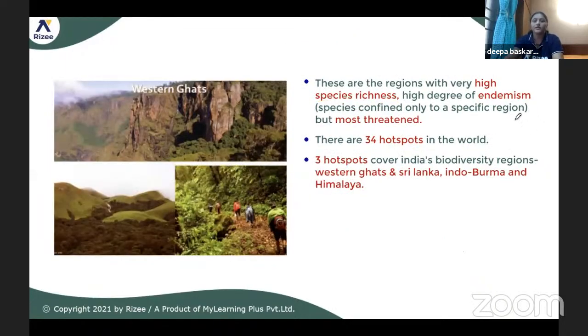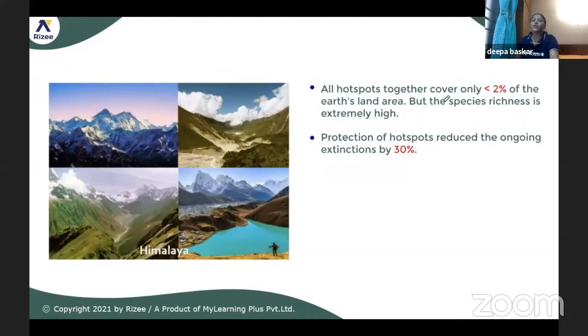So these are the regions with very high species richness. You have to remember: very high species richness and a high degree of endemism, but most threatened. All hotspots together cover less than 2% of the total landscape of the world. Clear? So how much percentage? Less than 2% of the entire area of the world is considered as hotspot.